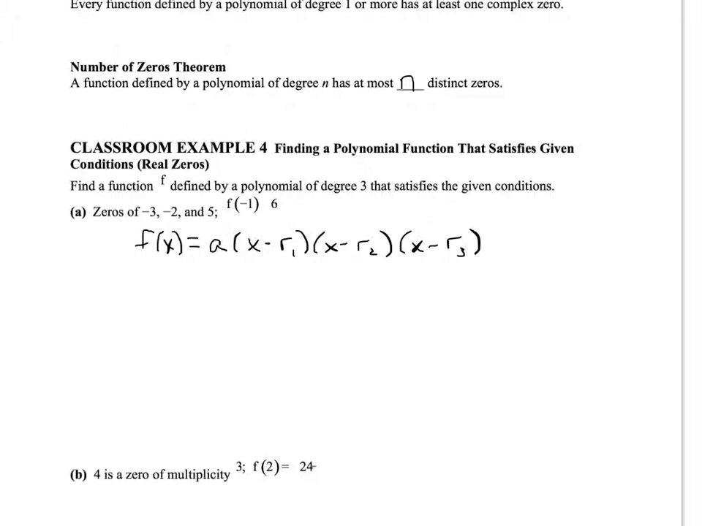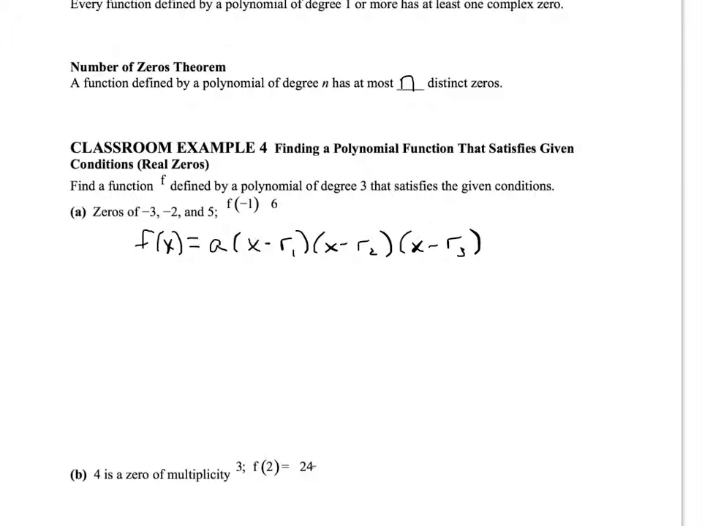And so on this particular problem, they tell me I have three zeros, -3, -2, and 5. And I have this point that I know exists on the graph. f of -1 is equal to 6. So I'm going to use this root form, what it would look like in factored form. And you know what? If I knew there was no stretch or no shrink vertically, that would mean my a value is 1, and I'd be ready to plug in and I'd be done.